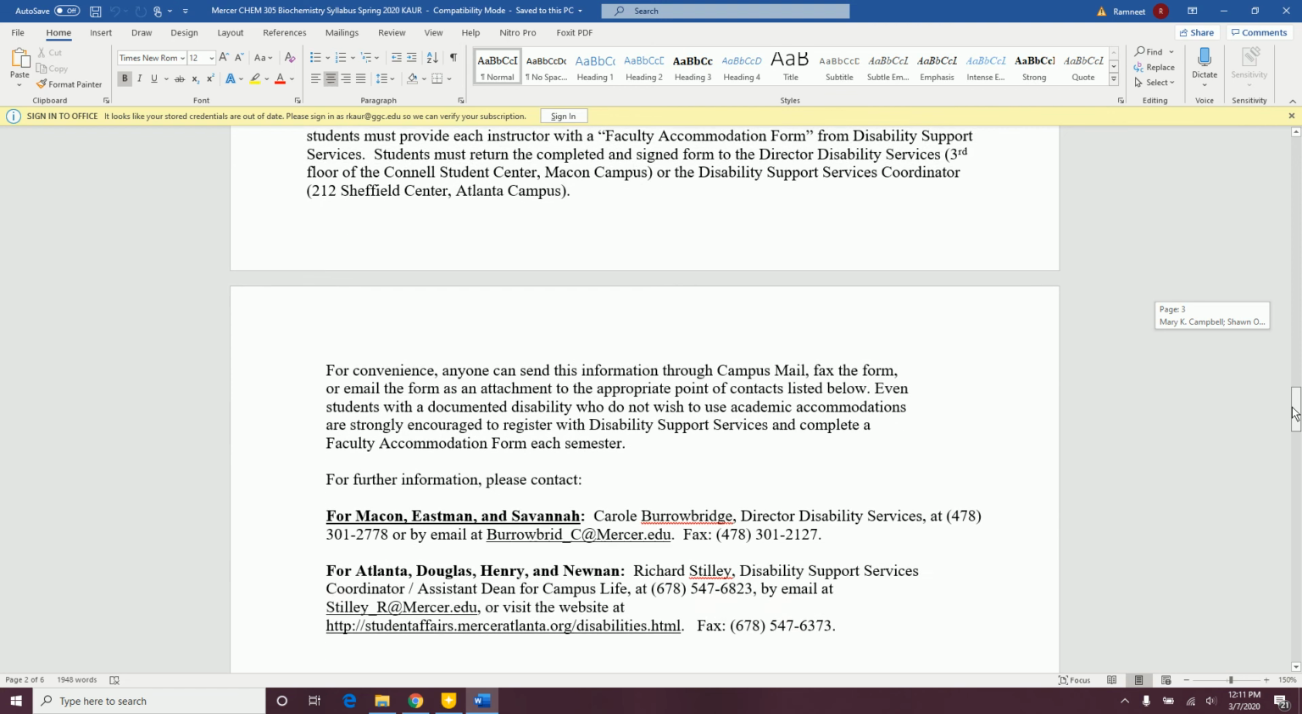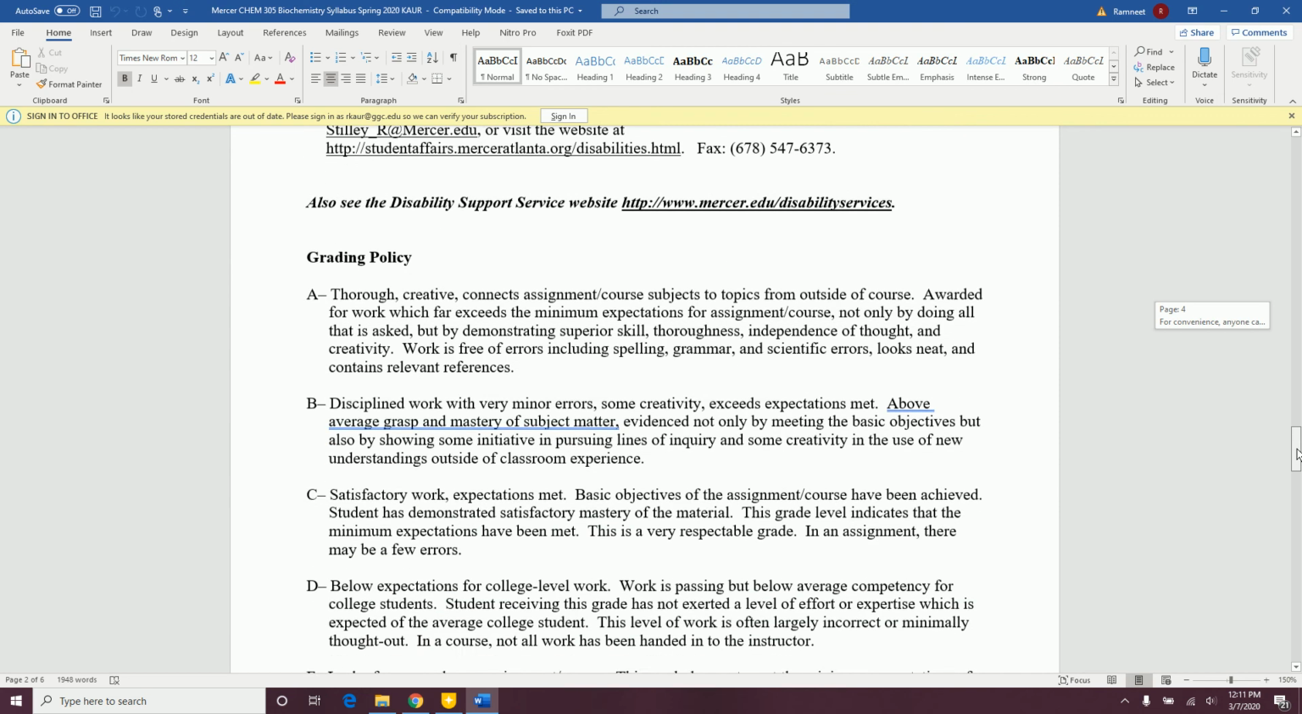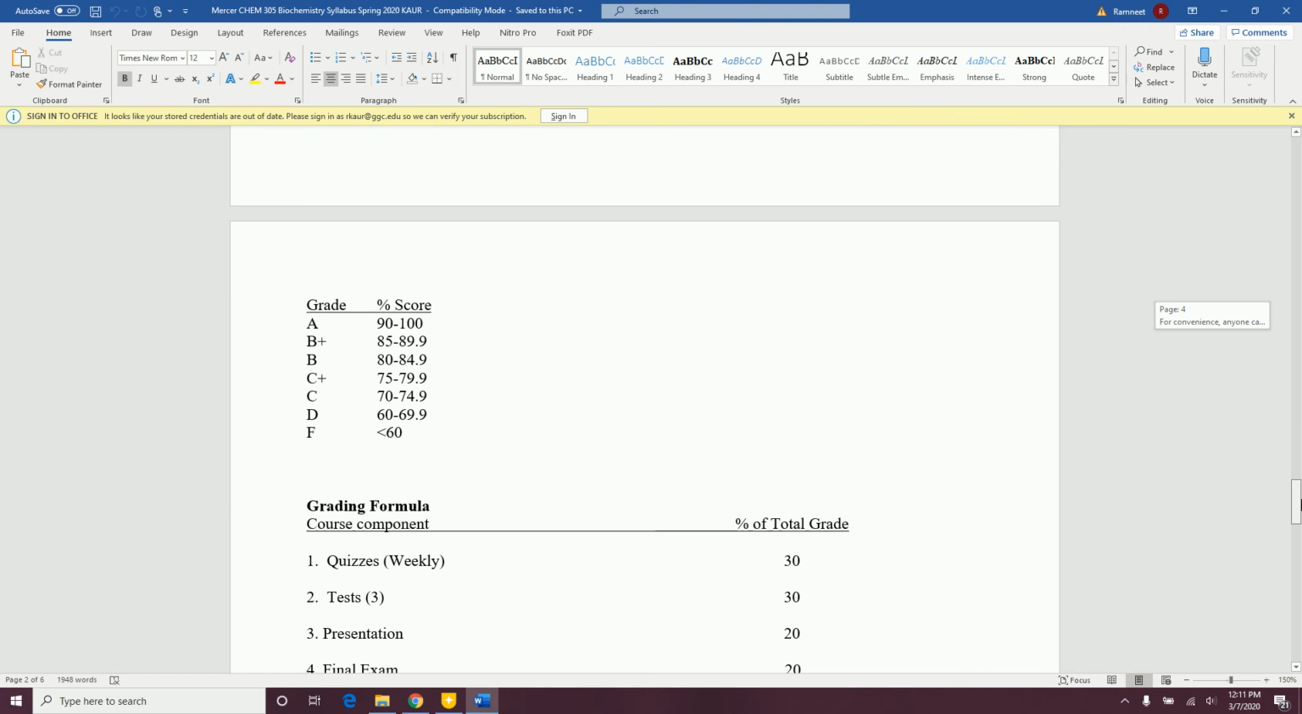Let's talk about the grading formula and grading policies. If you're more than 90, you have an A grade. Mercer also has B plus and C plus grades. If you're 85 or more, you are B plus. Between 80 and 84.9, you are B. Between 75 and 79.9, your grade is C plus. Between 70 and 74.9, your grade is C. Between 60 and 69.9, your grade is D. If your grade is less than 60, you have an F grade.